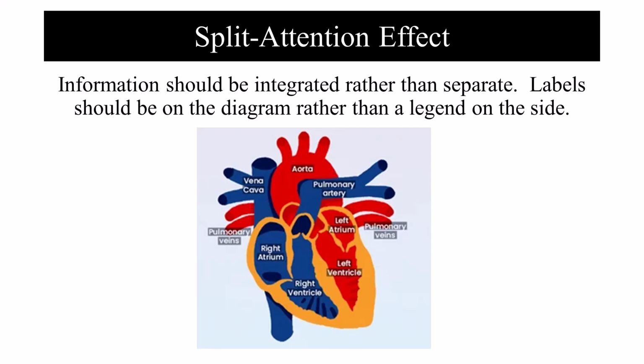Theoretical mechanism: learning from spatially separated but mutually referring information sources, like text and pictures, is less effective than learning from the equivalent spatially integrated resources.